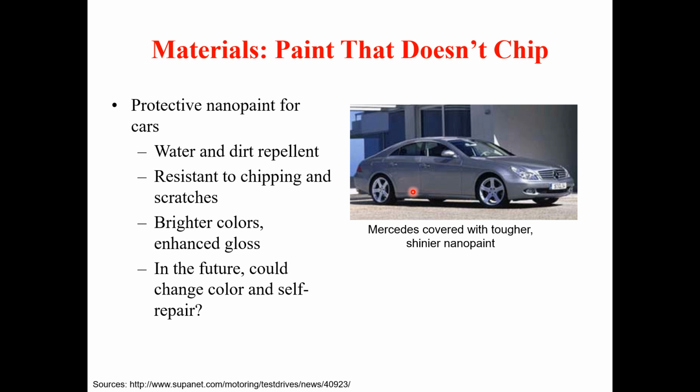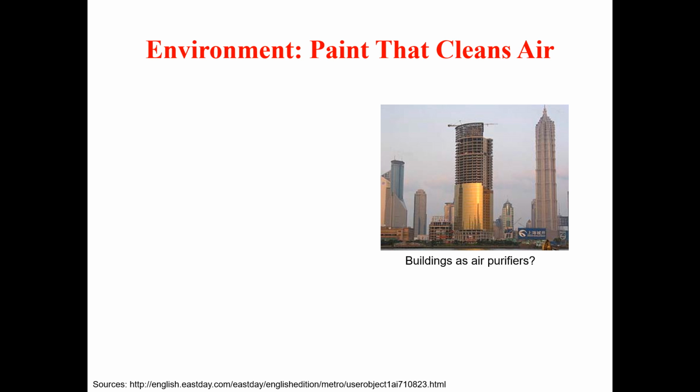So in the future, it could change color and self-repair. In the future, the scientists are working to further improve the performance of the nano paint. So it's possible that in the future we might have paint that will automatically change color, and along with that, let's suppose some damage occurs to the paint or to the cover that's been put on your car, it will have the capability to self-repair, just like we have the concept of self-assembly in nanotechnology.